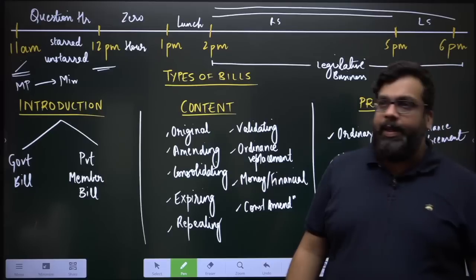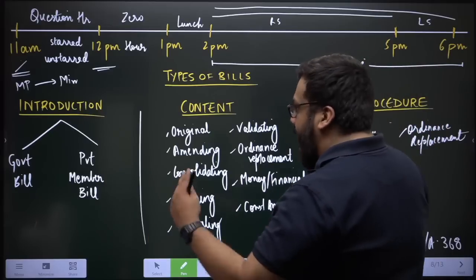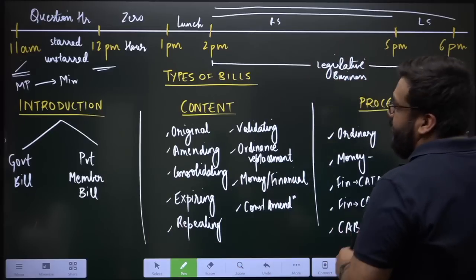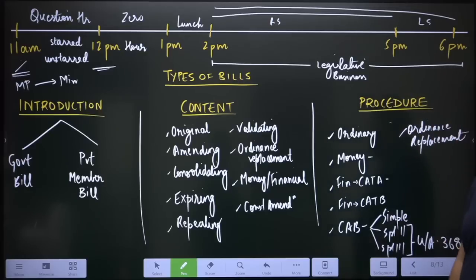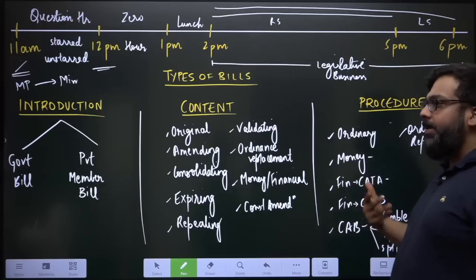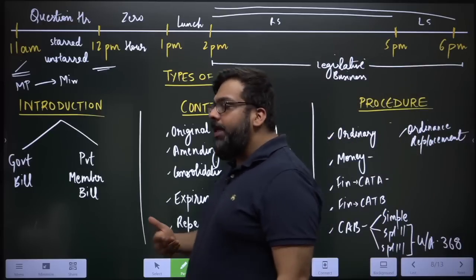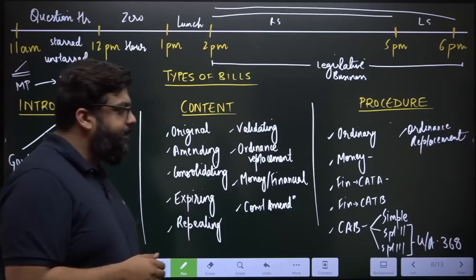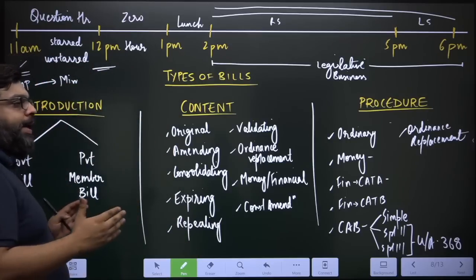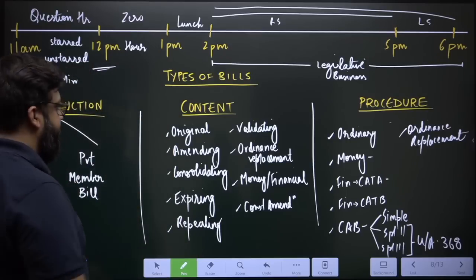The house usually breaks for lunch, and the actual legislative business of the house happens in the second half of the day, right? This is where the legislative business happens. Legislative business is nothing but the passage of proposals, the passage of legislative policies, which are nothing but bills. Now we will understand the types of bills that exist.